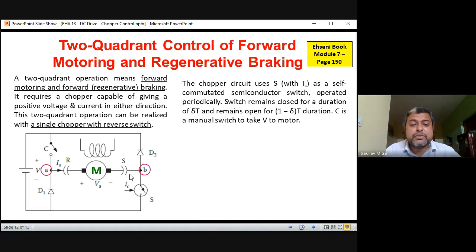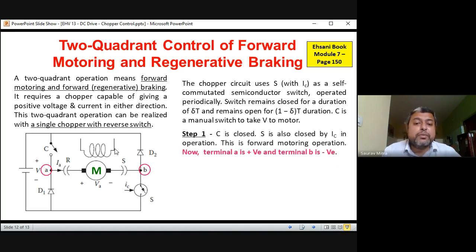That is, this S switch is closed for delta T and remains open for (1 minus delta) times T duration. C is a manual switch which is connected, and when C is connected, B is directly supplying the armature. The field is already there, and point A is connected to R and point B is connected to S, and we can interchange S. So S can be connected to the left side or S can go to the right side. That means we can interchange which direction of the motor is positive and which is negative by means of the RS switch. This is a reverse switch.